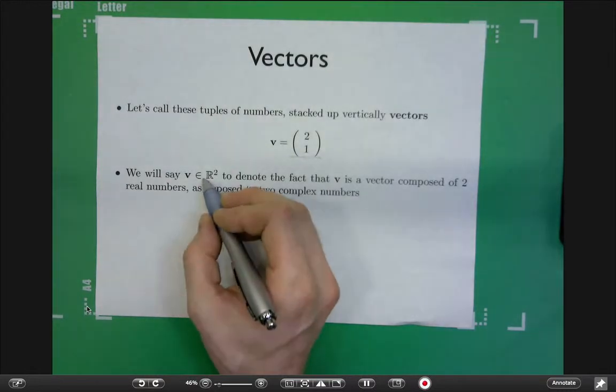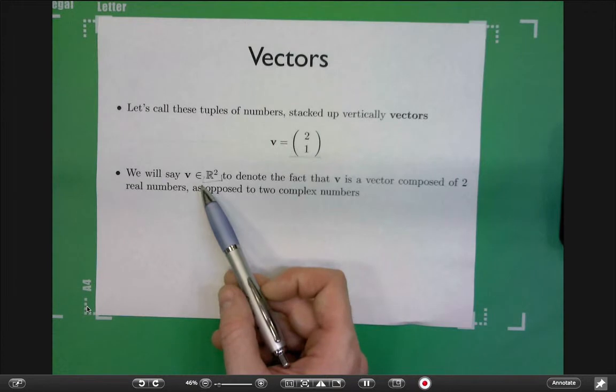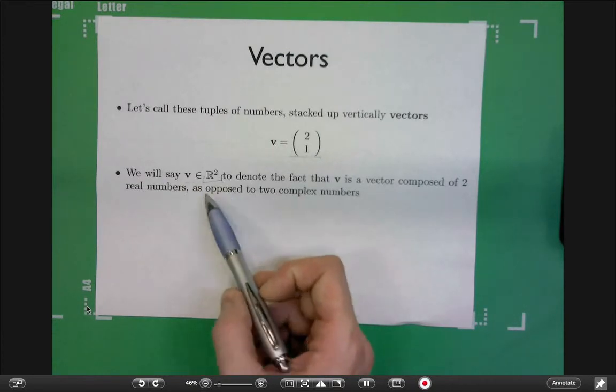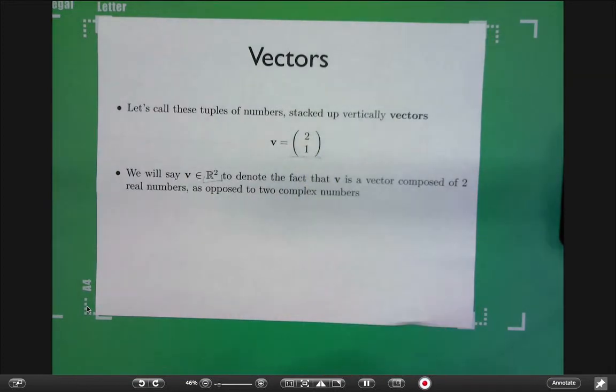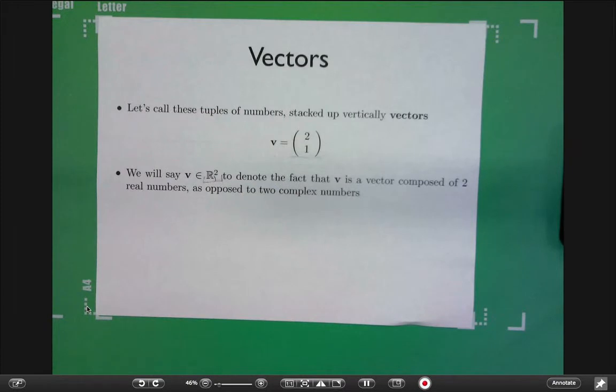So this R2, have you seen this notation before? This is how we denote the set of two-dimensional vectors. Saying that v is in R2 means that v is by default a column vector, so it's a tuple of two real numbers. In theory, vectors could also be over different fields. Here the R refers to real numbers.